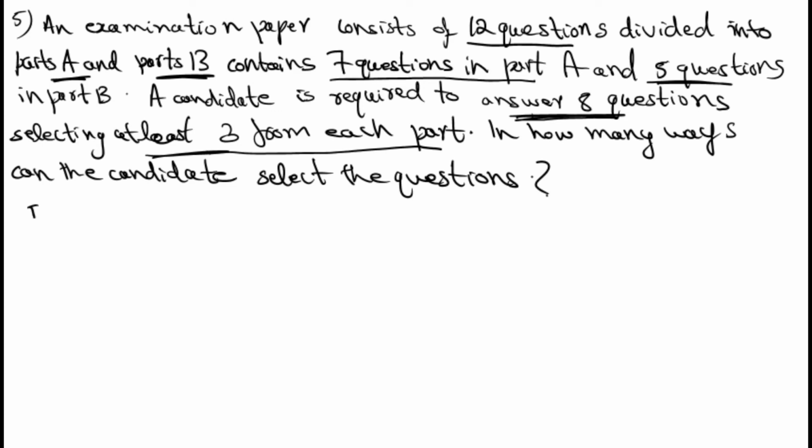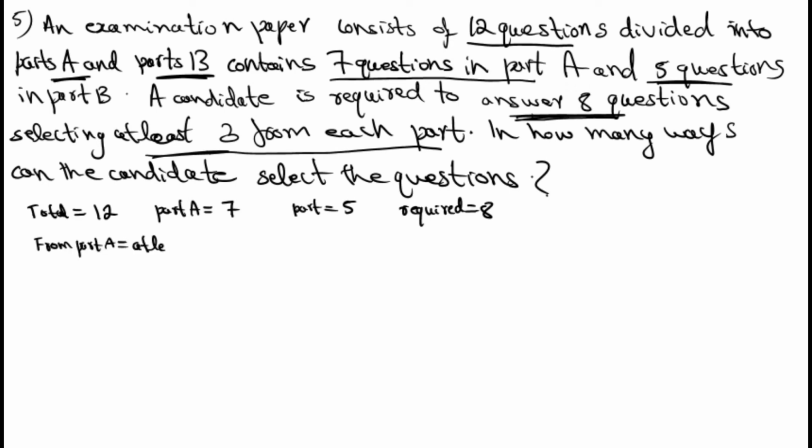Okay, see, total is equal to 12 questions. In that, part A has how many questions? 7 questions. Part B has how many questions? 5 questions. Okay, the candidate is required to answer, that means required number is equal to 8 questions, selecting at least 3 from each part. Okay, from part A at least 3, from part B again it's equal to at least 3 you need to select.